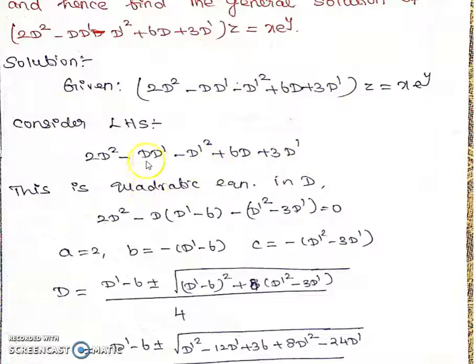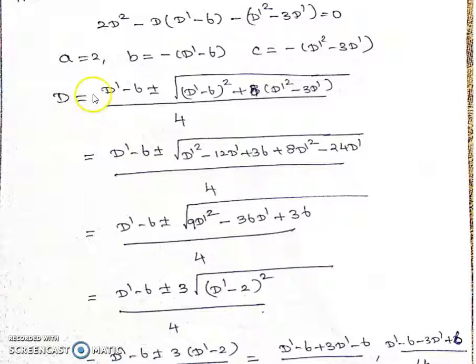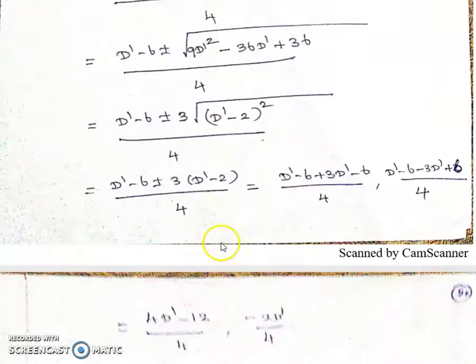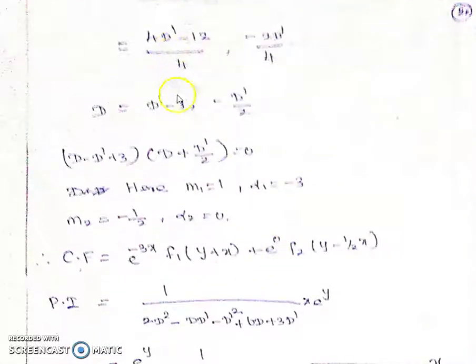Now we have to split this term in the form (D − m1D' − α1), like that. For that we have to consider the given equation as a quadratic equation in capital D. We know for a quadratic equation, D = (−b ± √(b² − 4ac))/2a. So here a = 2, b = −D' − 6, c = −D'² + 3D'. Substituting here, we finally find (4D' − 12)/4 and (−2D')/4. Divide by 4, and we get (D' − 3) and (D'/2).